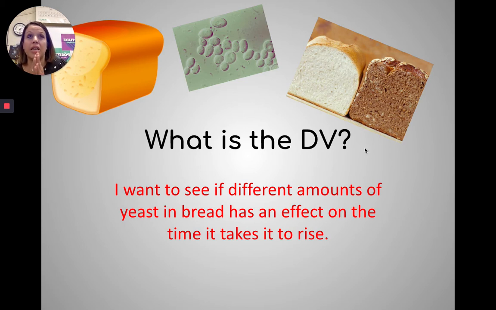So remember, another strategy to remember independent and dependent variable is to ask yourself cause and effect. The independent variable is going to be the cause, the dependent variable is going to be the effect. So looking at this, I want to see if different amounts of yeast have an effect on the time it takes to rise. So what would be my cause? Well, that would be the different amount of yeast. So then what would be my effect or my DV?